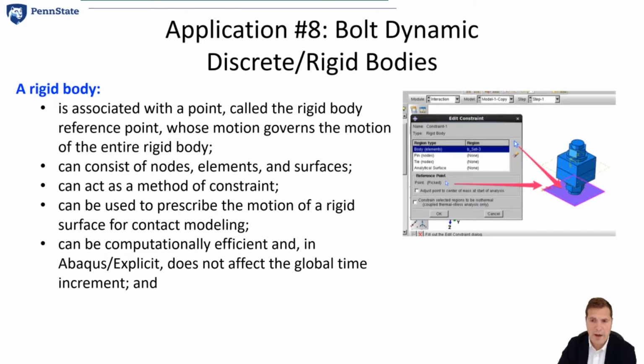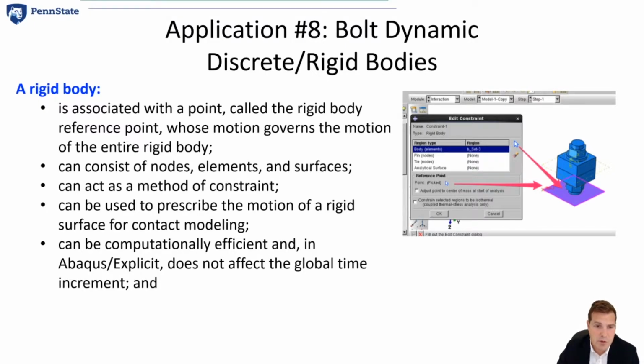So let's talk a little bit about some of the concepts here. Discrete or rigid bodies. A rigid body is associated with a point called a rigid body or reference point whose motion governs the entire rigid body. So in our case, we're going to have something like this, and you have this planar rigid body that we're going to define. That's going to be attached to what we call a reference point. And we're going to apply boundary conditions on the reference point, and the whole entire part will move according to what we apply at the reference point.